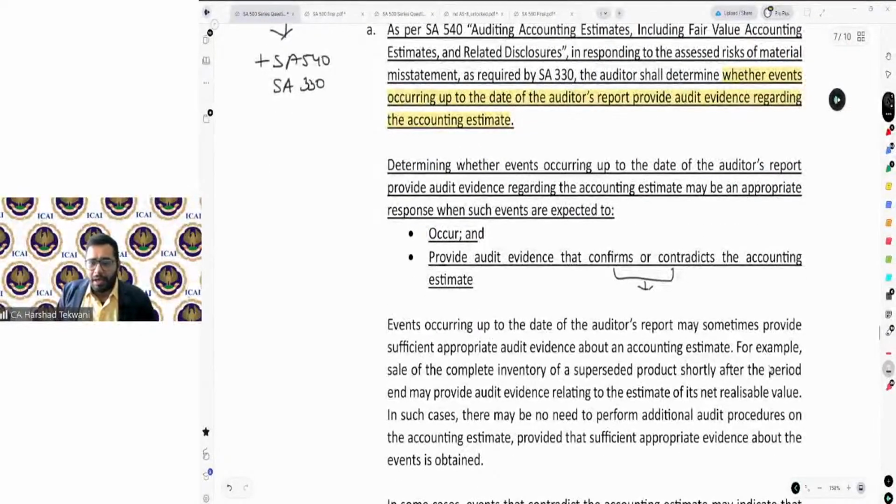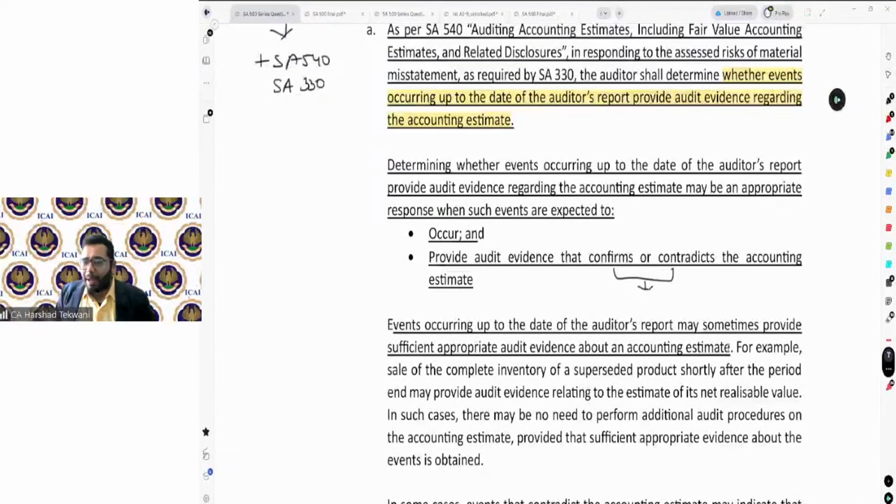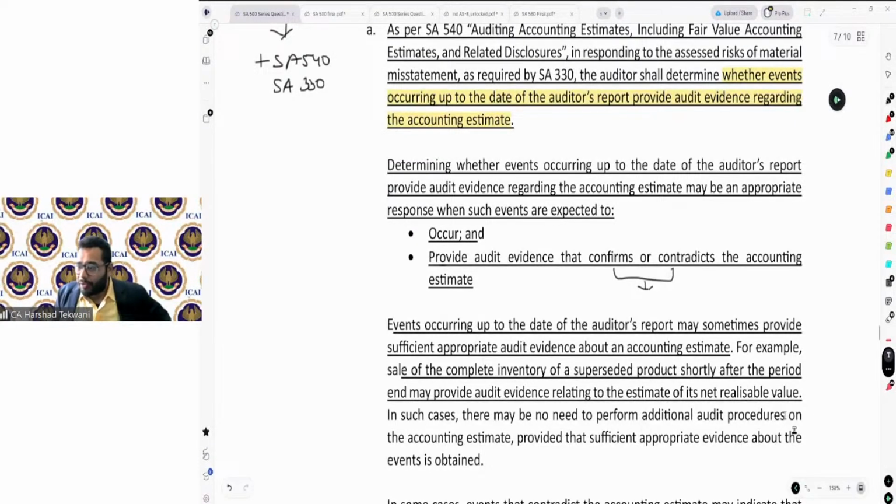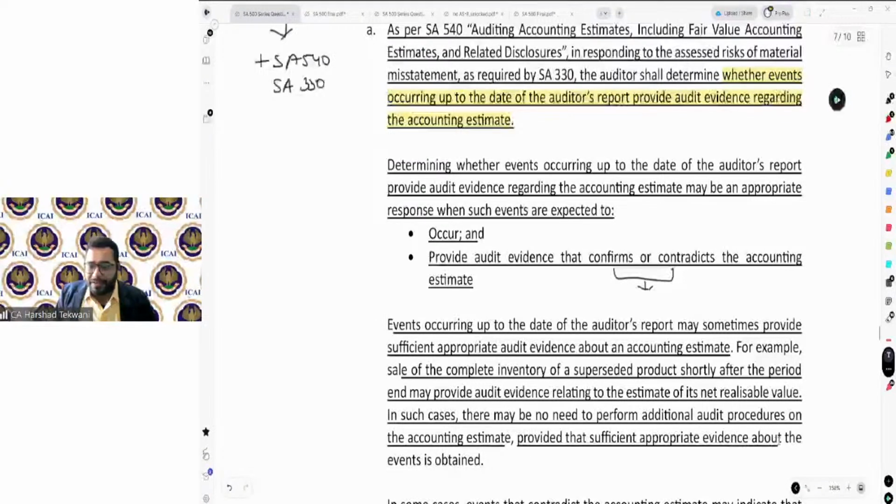Events occurring up to the date of the auditor's report may sometimes provide sufficient and appropriate audit evidence about an accounting estimate. For example, the sale of complete inventory or a superseded product shortly after the period may provide evidence relating to the estimates of its net realizable value. The same we have in our example. In such cases, there may be no need to perform additional audit procedures on the accounting estimate, provided that sufficient and appropriate audit evidence about the events is obtained. So I am not required to perform any additional procedures.